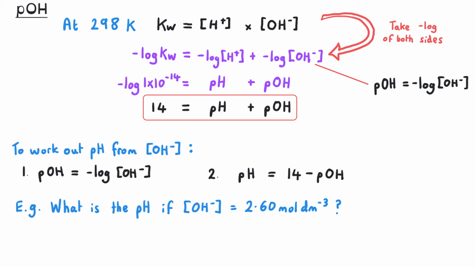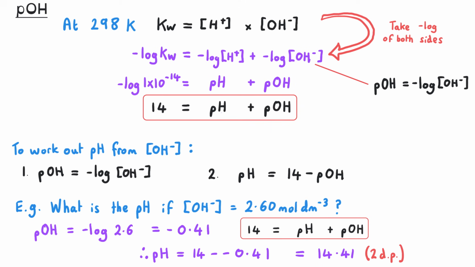So, for instance, if we had a hydroxide ion concentration of 2.6, we can take the pOH of that, which gives us a negative log of 2.6. That gives us a pOH of minus 0.41. And then we can work out what the pH would be by doing 14 minus minus 0.41, which gives us 14.41 as the pH of this solution. This is quite a bit faster, but some people will prefer the Kw method.